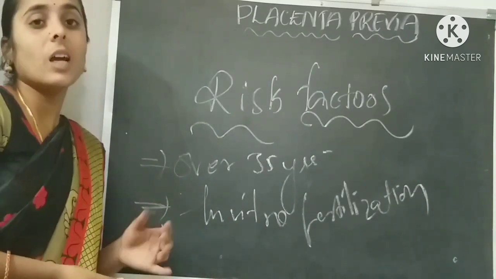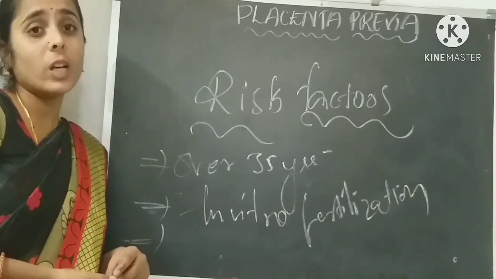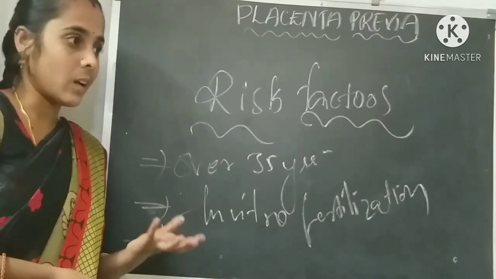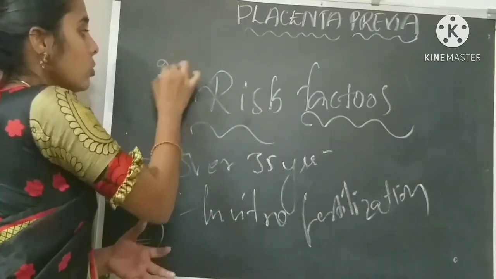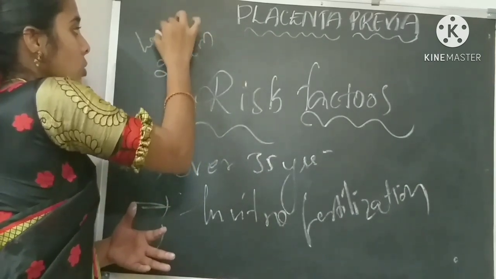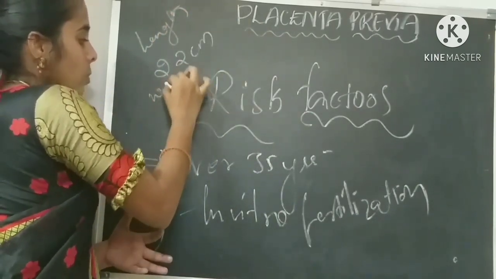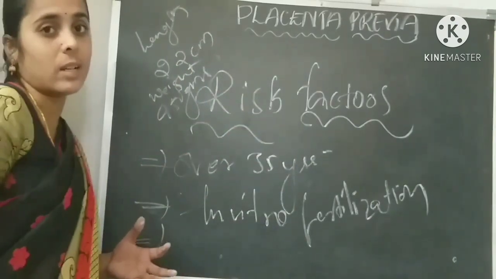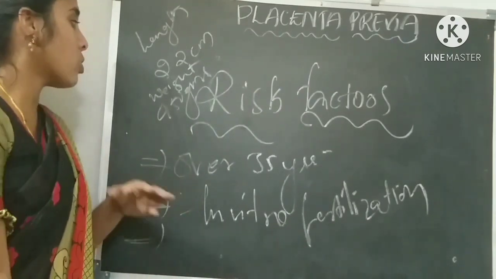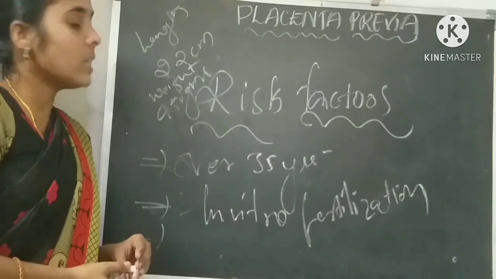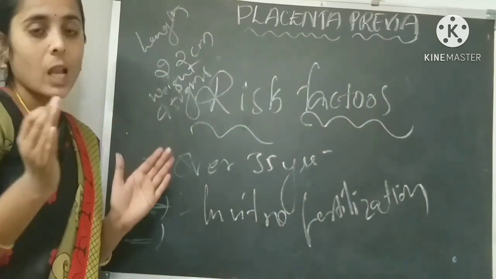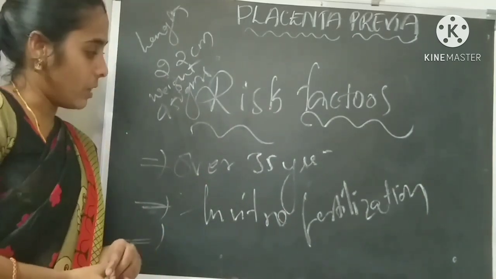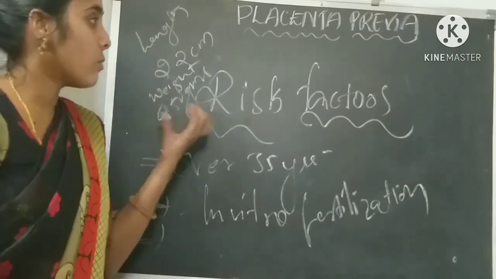How it will increase: due to smoking there will be hypertrophy of the placenta, which means an abnormal increase in size of the placenta. I already told you 22 centimeter is the average length of the placenta and the weight is about 450 grams. Due to hypertrophy, the size and weight of the placenta increase, so the placenta will not stay in the upper uterine segment. It will lag down. So that is one of the risk factors of placenta previa. I think you have understood the risk factors of placenta previa.